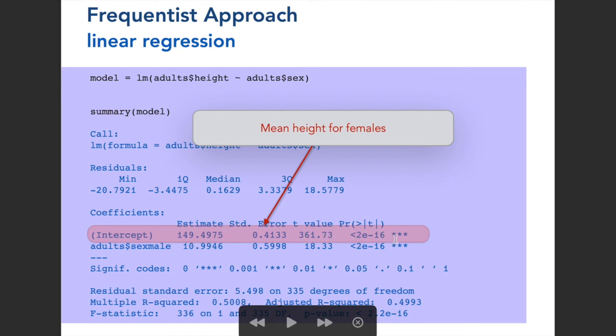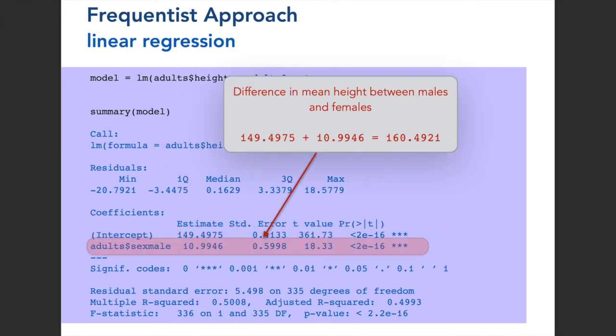And so what this p-value is saying is that the mean height for adult females is significantly different from 0. So it's good that we did that test, otherwise we wouldn't know. And then this parameter is the difference in height between males and females. The average height for males is the estimate for females plus this coefficient, so plus 10.9946. So our estimate for the mean height for males is 160.4921. And then this p-value is comparing males to females. So this is saying there is a significant difference in height between males and females.